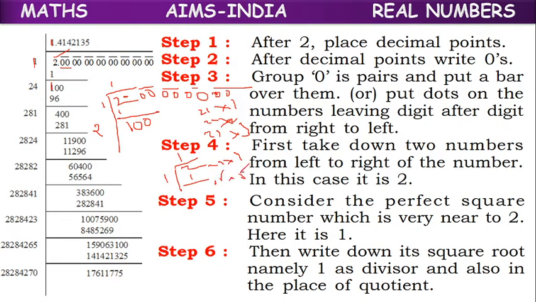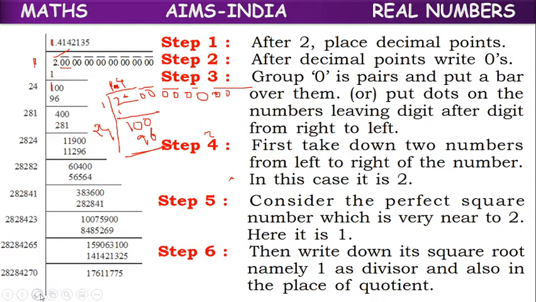Next 5, 25 fives are 125. If I keep 5, the value will be greater than 100. If I keep 4, 24 fours are 96. This is the nearest value to 100. But as we have taken zeros after the decimal point, here we have to keep a decimal point. So the quotient will become 1.4.